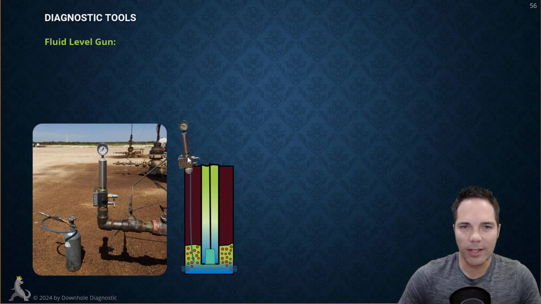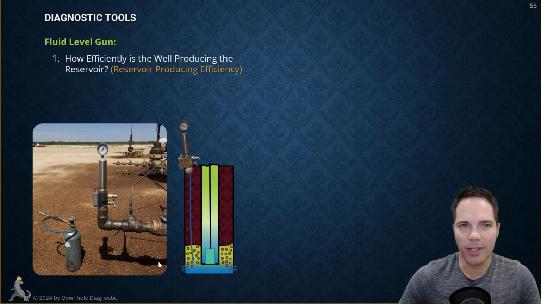So here's the fluid level gun, and we're going to screw it onto the casing, and we're going to shoot a pressure pulse that is going to go down the annulus, and it's going to reflect off the top of the fluid level. What we're able to do is interpret where the top of the fluid level is, how much fluid is above our pump intake, and also what our bottom hole pressures are when we take a fluid level shot. So a fluid level shot is going to tell us how efficiently the well is producing the reservoir. Okay, so it tells us the reservoir producing efficiency.